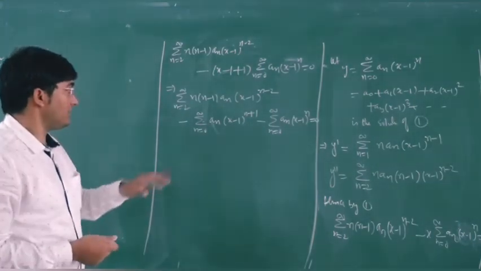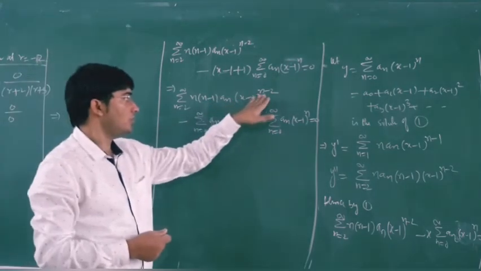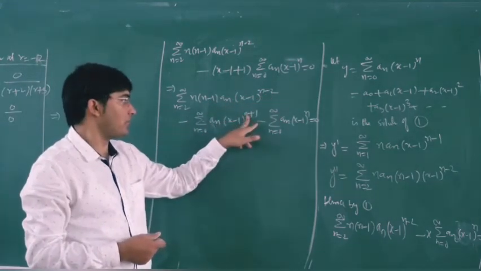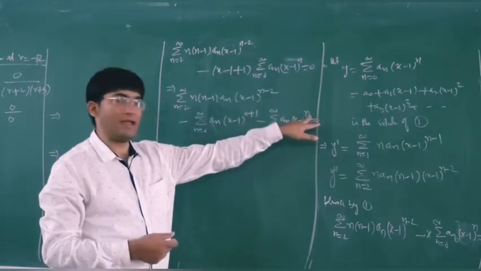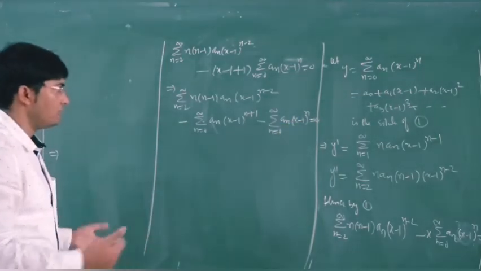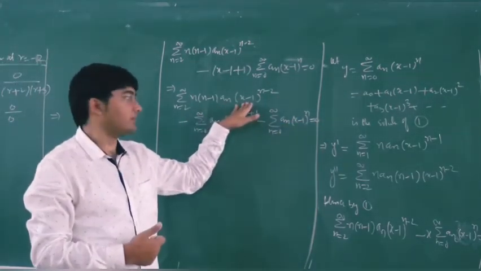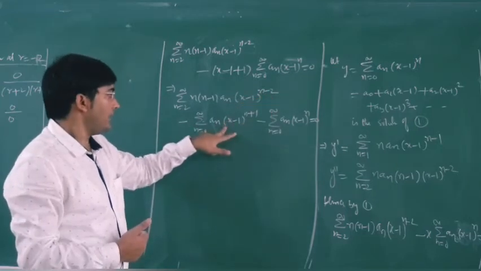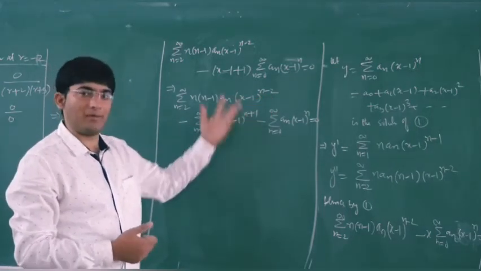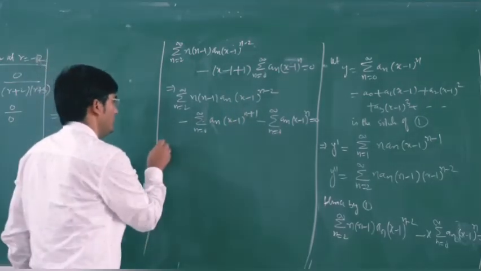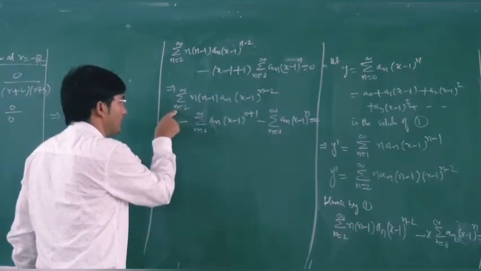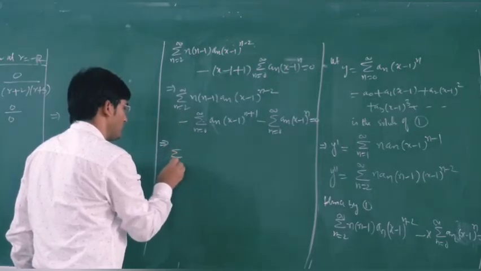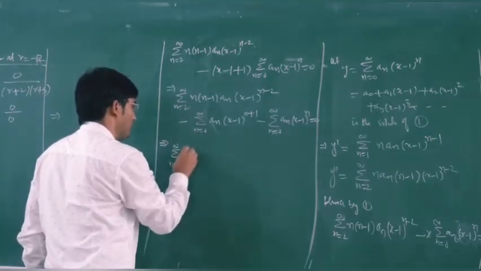Now here you can see that we have three different powers. One is power n minus 2, then we have power n plus 1, then power n. Now let us make all the terms in the same power. So for that we will replace n by n plus 2 here, and here we will replace n by n minus 1. So if we put n equal to n plus 2 here, then our summation will start from 0. Put n equal to n plus 2.